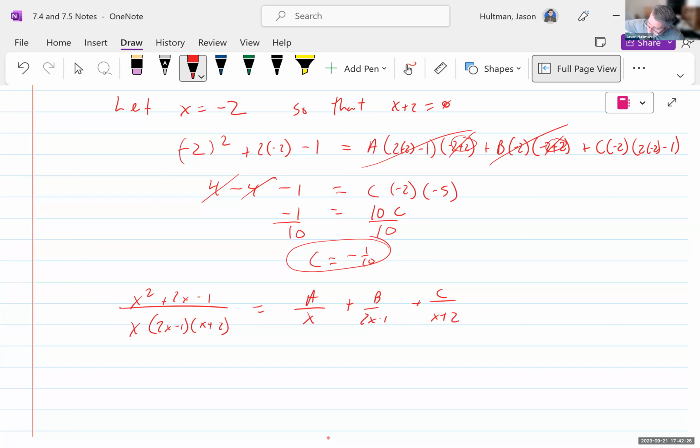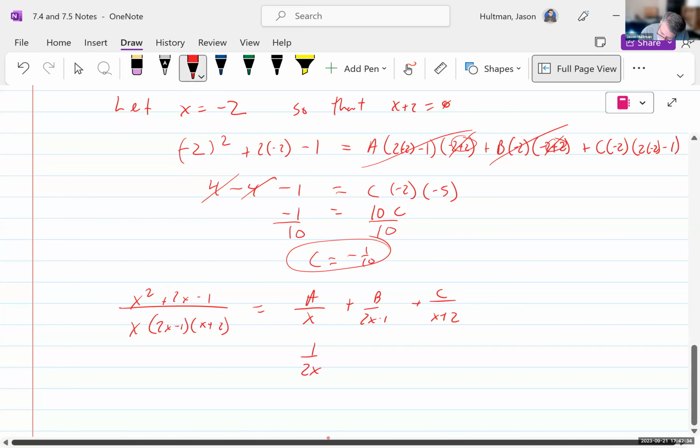So we found out what A, B, and C are. What was A? A was 1/2. So I can rewrite this as 1 over 2x plus, and what was B? B was 1/5. So this is going to be 1 over 5 times 2x minus 1. I'm just multiplying my expressions by my fractions. And then this is going to be minus, or plus a negative, 1/10 times x plus 2.